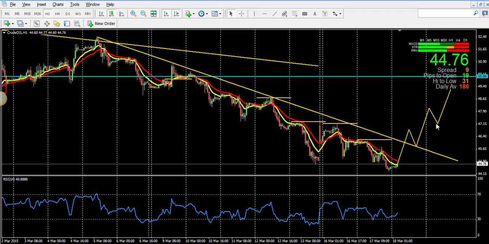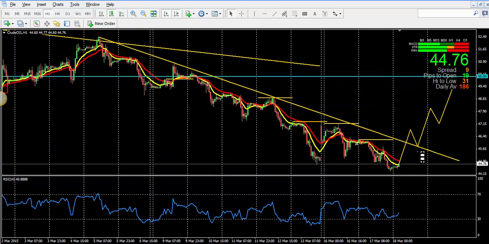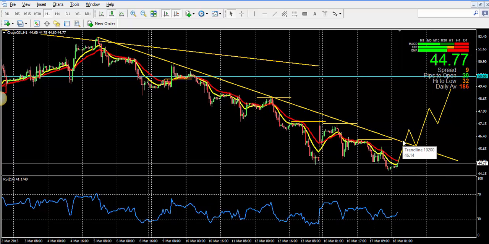Buy a pullback, buy around here. Sellers should fail. Then new higher highs, strong, big buy candles showing buyers in control. This is if you want to, if you're feeling the momentum is towards the upside.